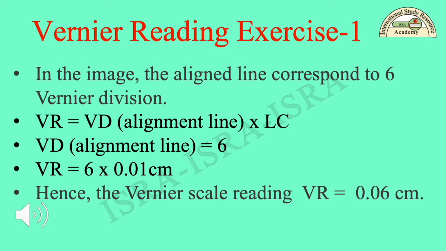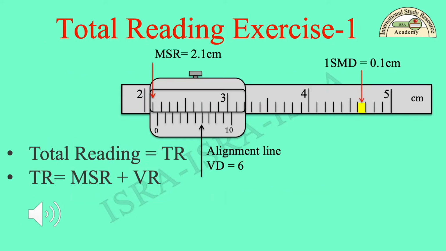VR is equal to VD alignment line times least count. VD alignment line is equal to 6. Therefore, VR is equal to 6 times least count 0.01 cm. Hence, the vernier scale reading VR is equal to 0.06 cm. Total reading exercise 1. Total reading is equal to TR equal to MSR plus VR.